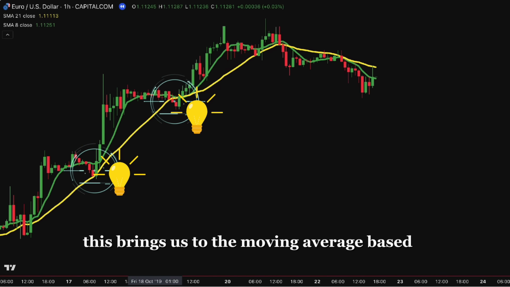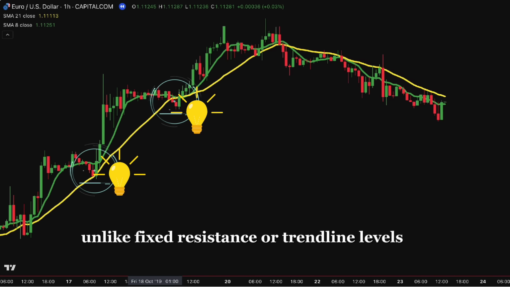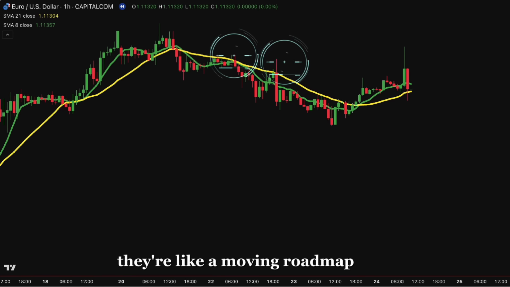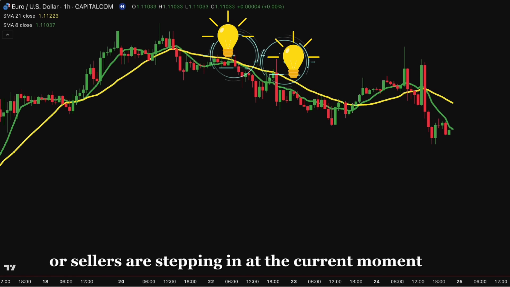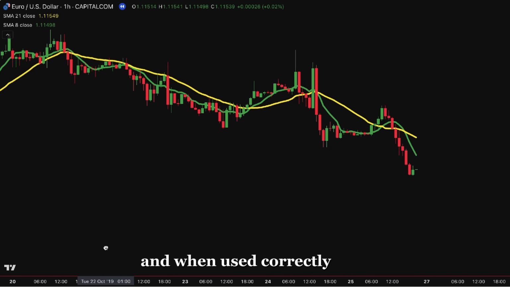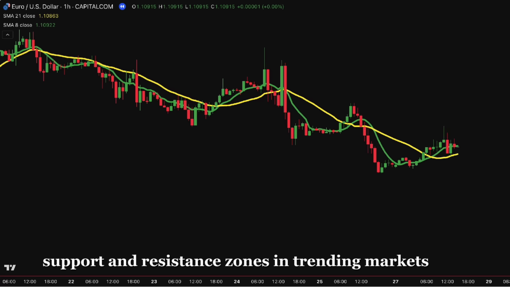Let's talk about dynamic levels, levels that move with price. This brings us to the moving average based trending market. Unlike fixed resistance or trendline levels, moving averages adapt and update with every new candle. They're like a moving roadmap that shows you where buyers or sellers are stepping in at the current moment, not just at historical levels. And when used correctly, moving averages act like dynamic support and resistance zones in trending markets.